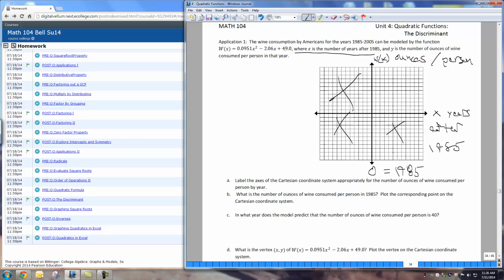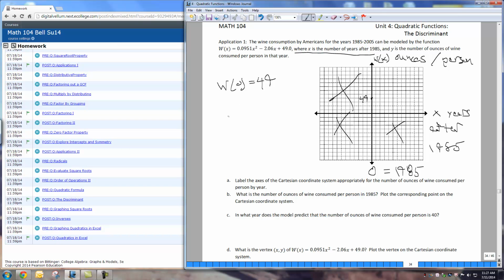So the first thing I want to do is discover where W of 0 is, which is equal to 49. So that means in 1985, there was 49 ounces of wine consumed per person per year. So we'll just mark a dot right here and we'll call that one 49.